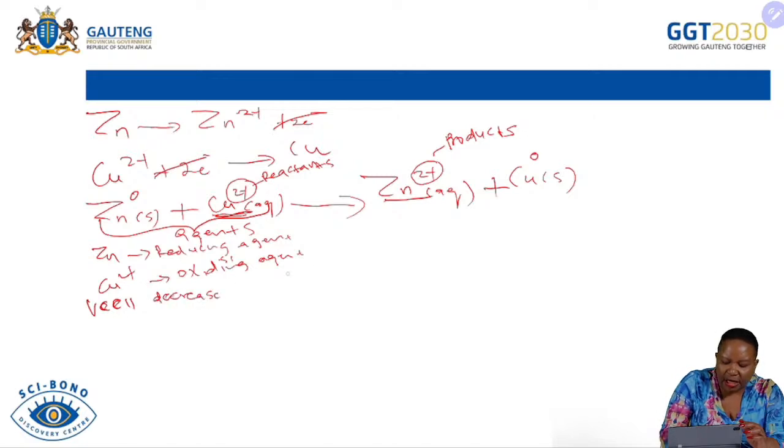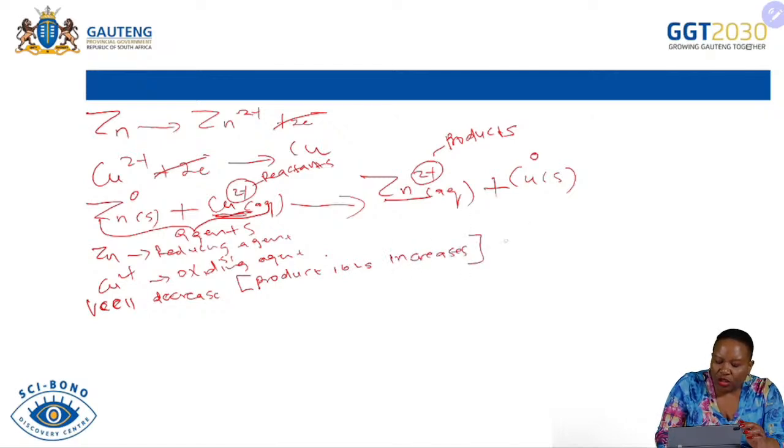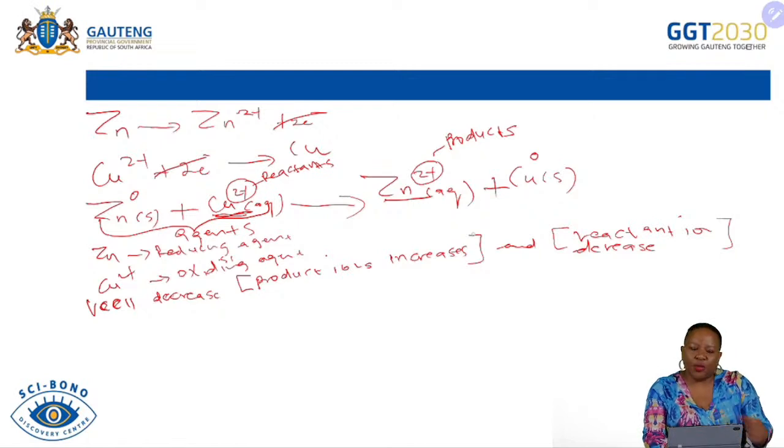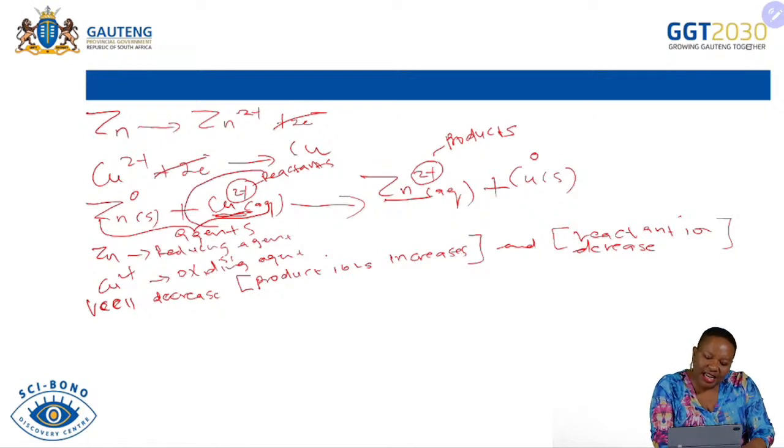Why does it decrease? As the concentration of the product ions, in this case our zinc ion, increases, and the concentration of reactant ions decreases, that is exactly what makes the V cell decrease. So for us to increase the cell potential, we must increase the reactant ions.